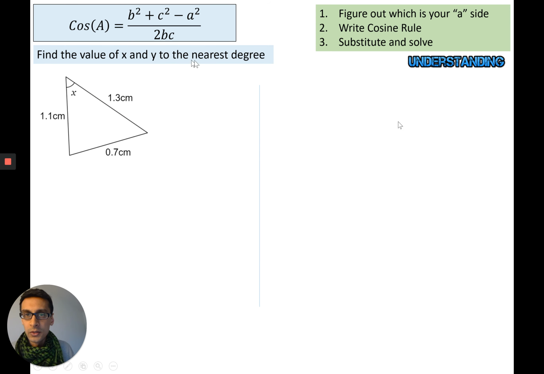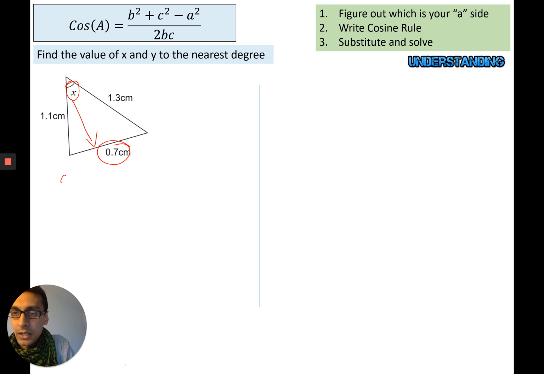Find the value of x and y. So y will be in the second question. The first question, we want to find x. You can see we've got 3 lengths. We have no angles given to us. So you figure out which is your A. Well, your unknown angle is there, so your length A will have to be that one, and then your B and C, it doesn't matter which side you choose.